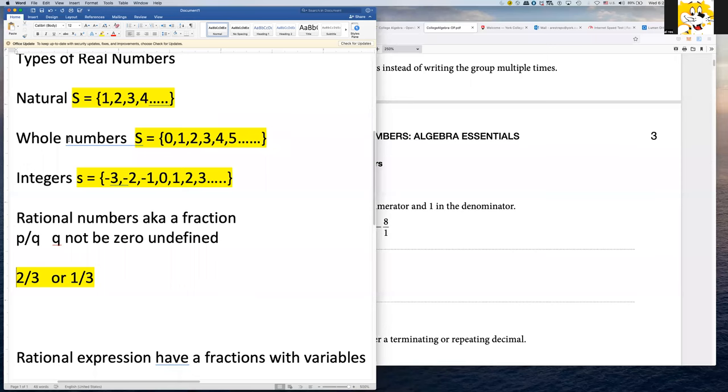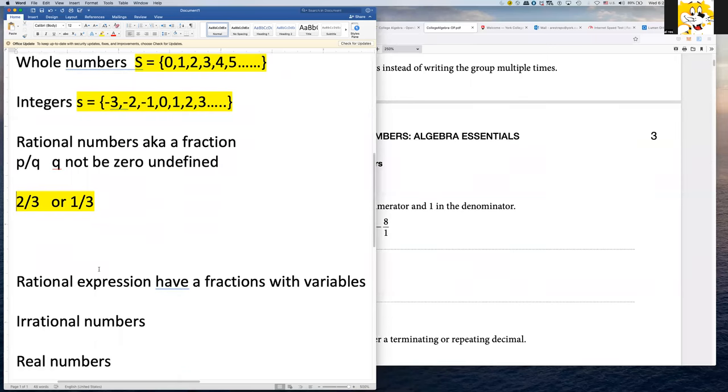Rational numbers are fractions. Rational expression, later on we'll define that, is one with a variable. So if we have 2x/3x, that would be a rational expression because now we have a variable in the numerator and a variable in the denominator. A rational number does not have any variables. It's just a regular fraction, okay?